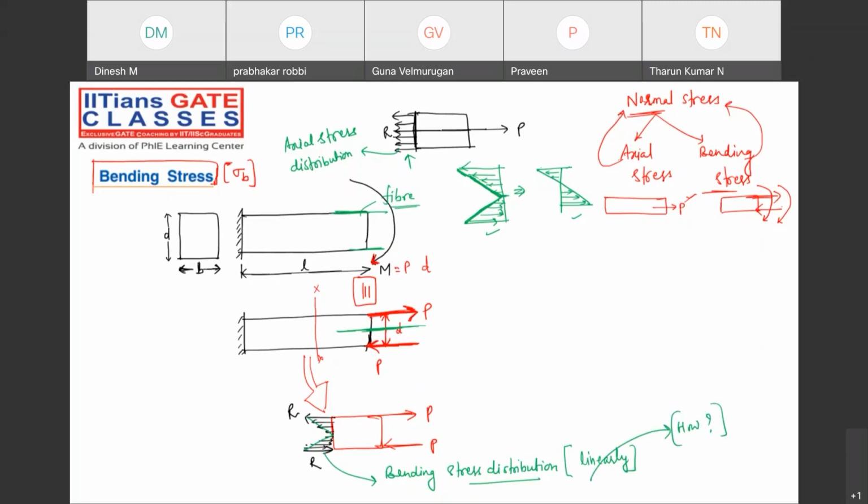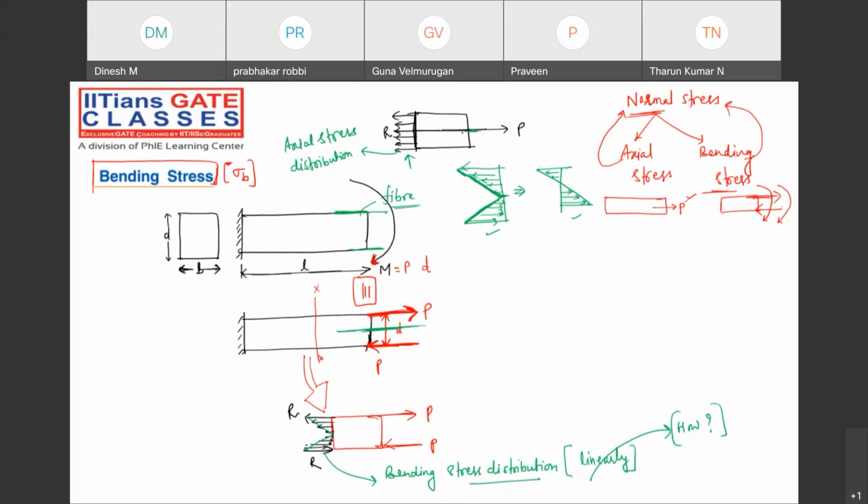That we are going to see in the what? Bernoulli equations. Not fluid mechanics Bernoulli. I'm talking about this particular bending stress distribution. Whatever the bending equation we have, that we are going to see. Through that, you will understand why it is varying linearly, my dear friend. That is numerical wise, formula wise, but practical wise, try to follow me.